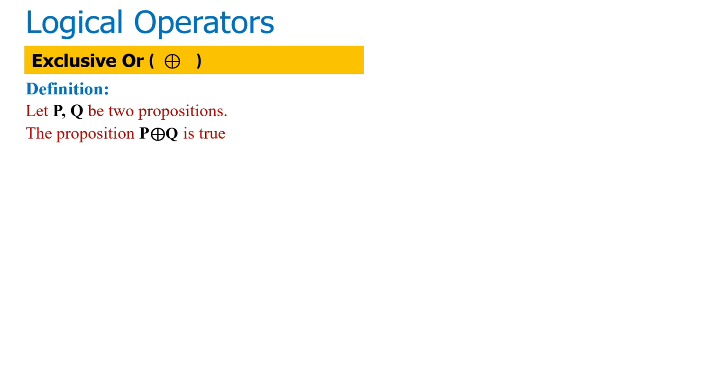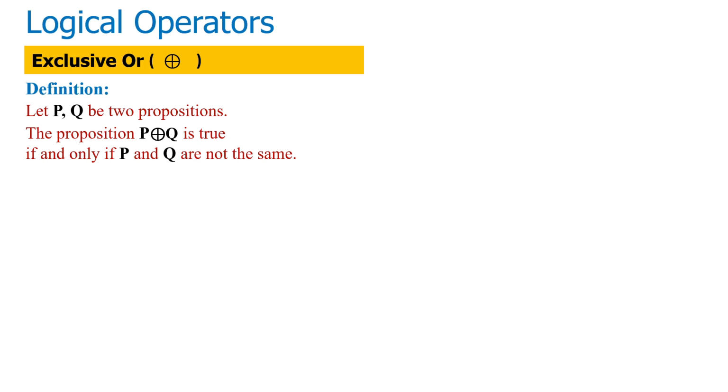Now, let's take a look at the definition of exclusive or. The exclusive or logical operator is represented with a symbol which looks like a circle with a plus inside of it. Now let's look at its definition. Let P, Q be two propositions. The proposition P exclusive or Q is true if and only if P and Q are not the same.